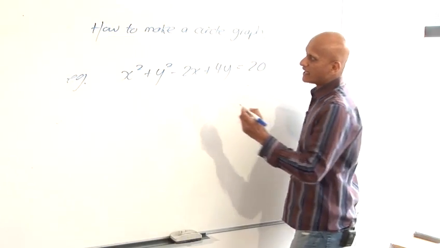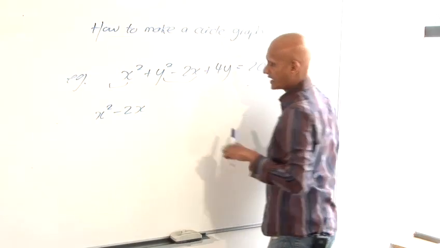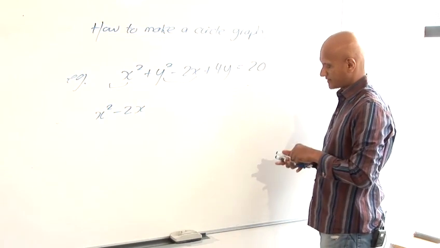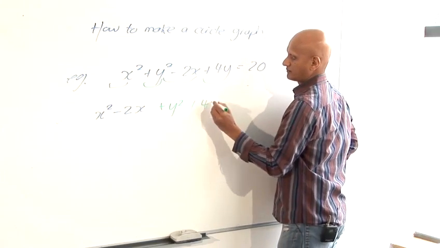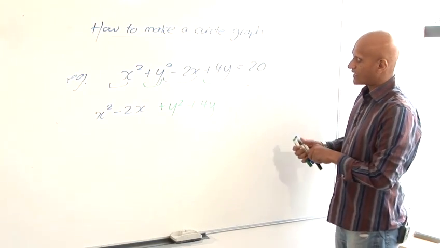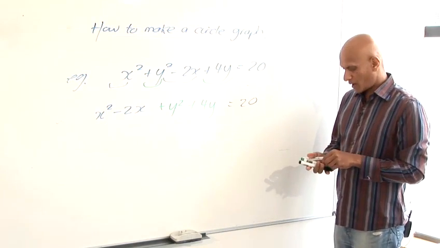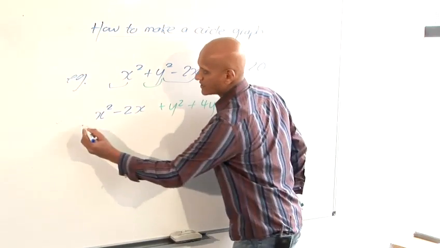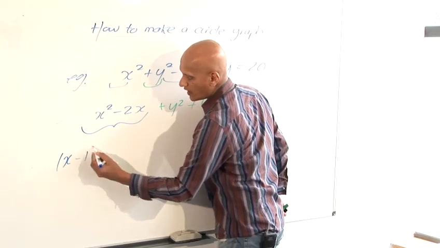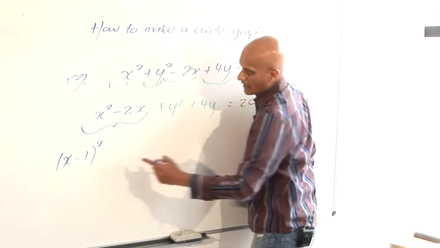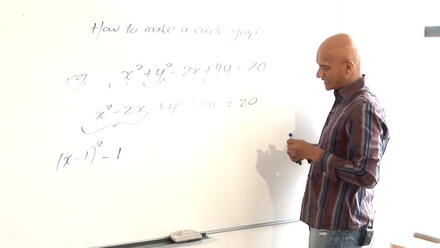So what I need to do is collect together the x terms, and then collect together the y terms, and then just leave that number at the end. Okay. Now looking at those x terms, I want to complete the square for these x terms. So you know how to complete the square: x, halve that number, minus 1, squared, and then minus the square of that. So 1 squared would be 1. So that's that one completed.